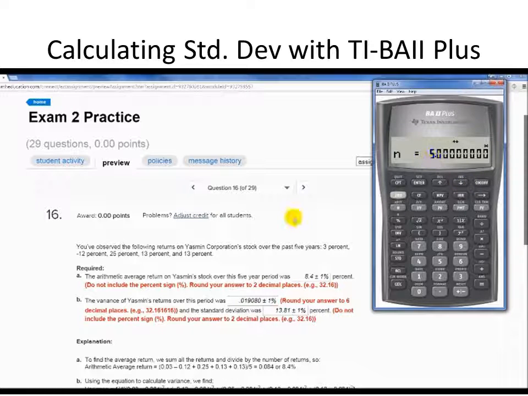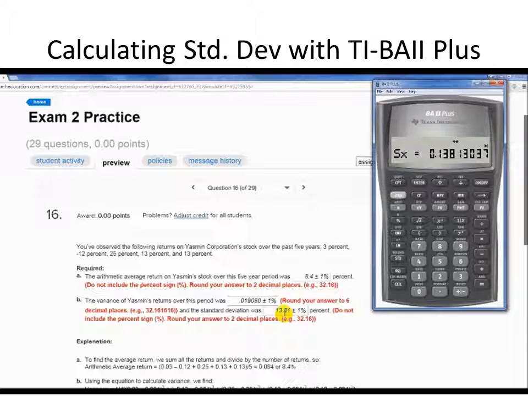N is equal to 5. We have 5 data points, so far, so good. Arrow down. X bar is equal to 0.084. That would be 8.4%. And that is exactly what Connect says the average, or the arithmetic average, or mean, is for this set of data. Arrow down again. The sample standard deviation is 13.81%, which matches perfectly with what Connect says.